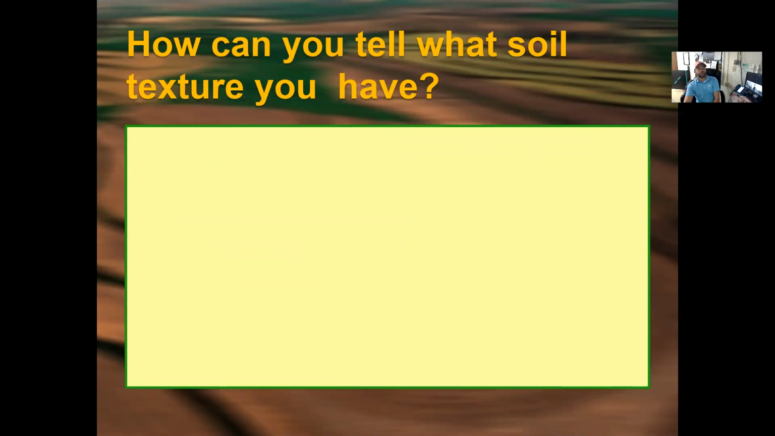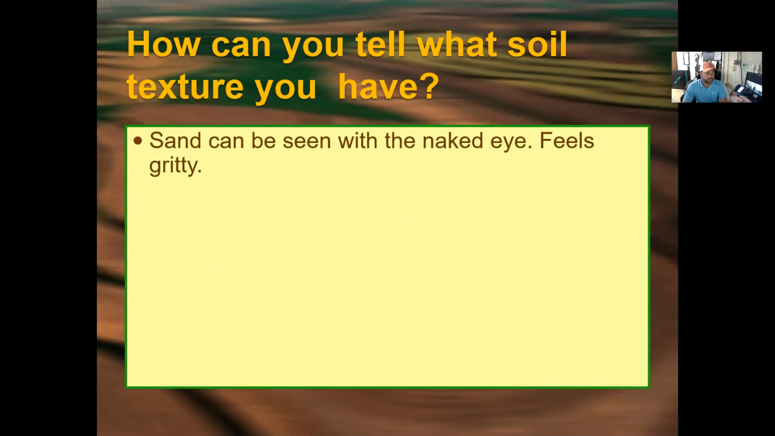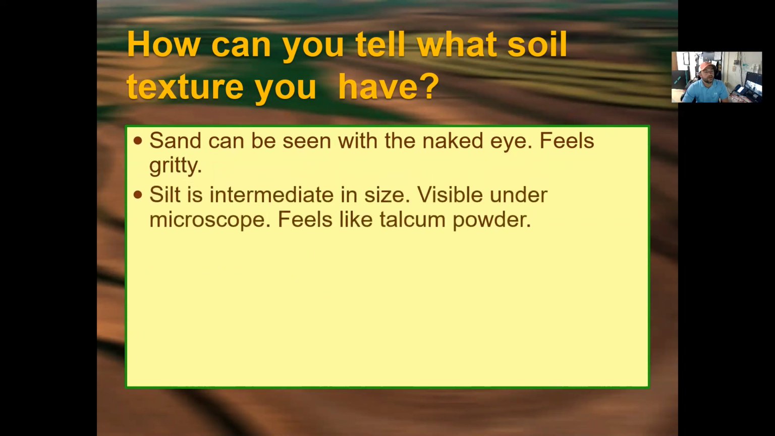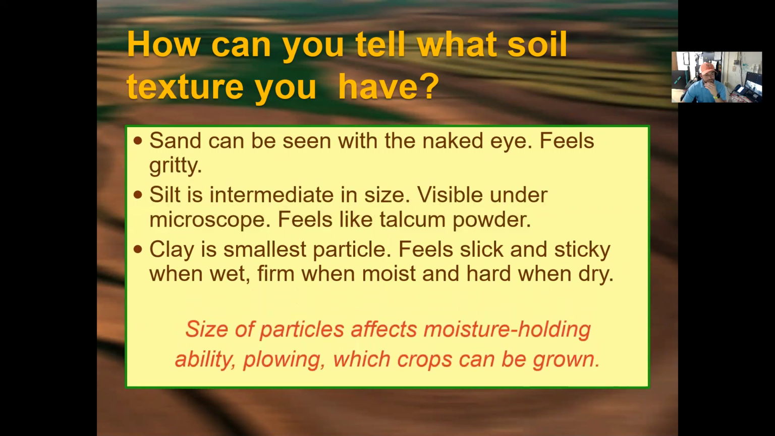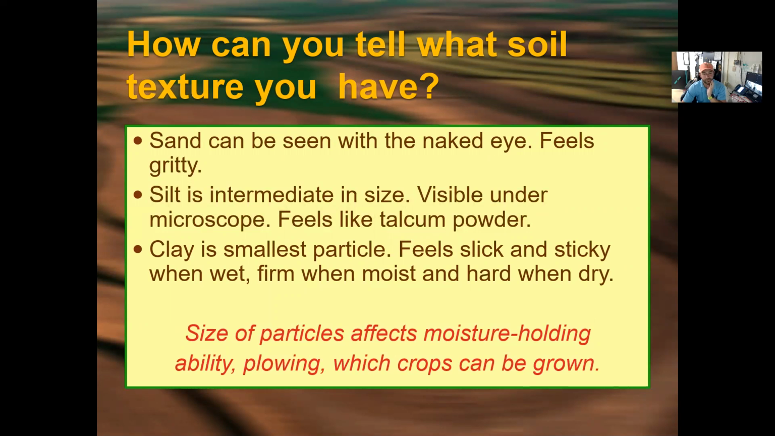So how can you tell what soil texture you have? Sand can be seen with the naked eye. Feels gritty. Silt is intermediate in size, visible under a microscope. Feels like talcum powder. And clay is the smallest particle. Feels slick and sticky when wet, firm when moist, and hard when dry. The size of particles affects moisture holding ability, drainage, and which crops can be grown.